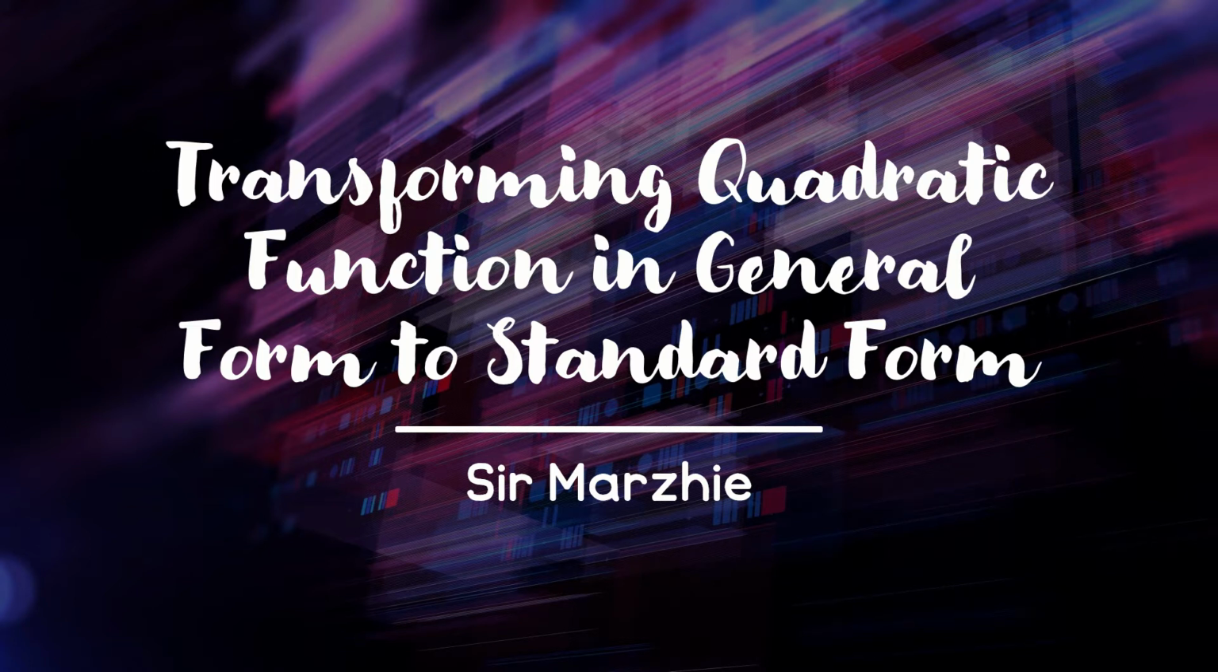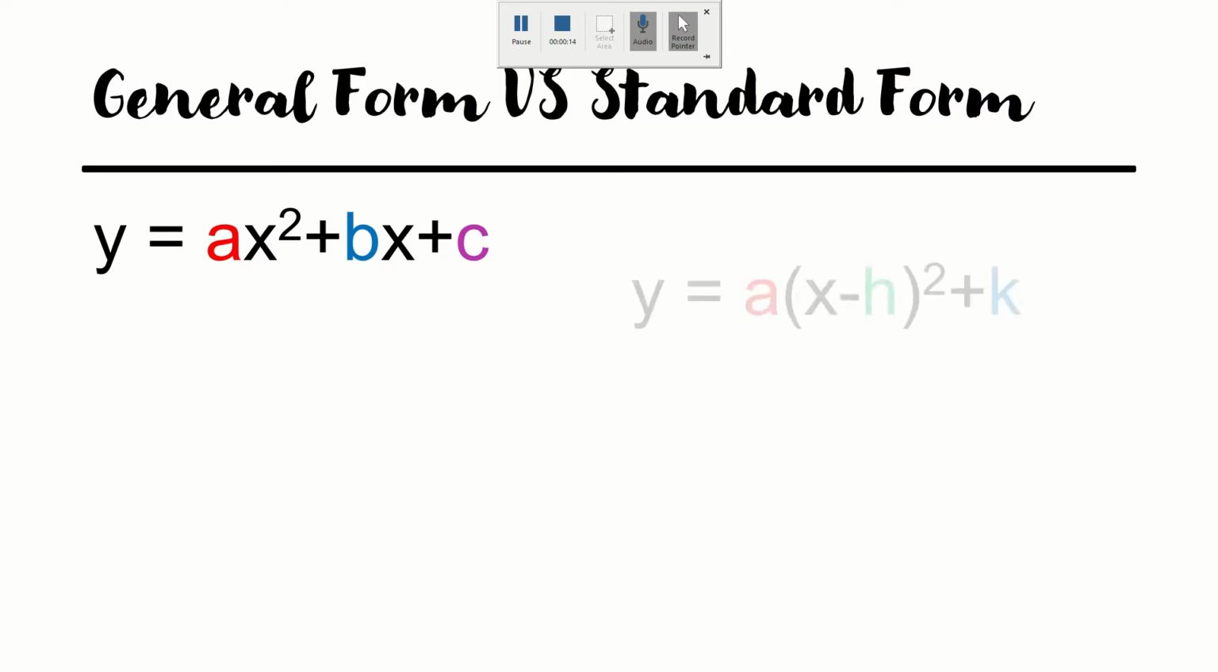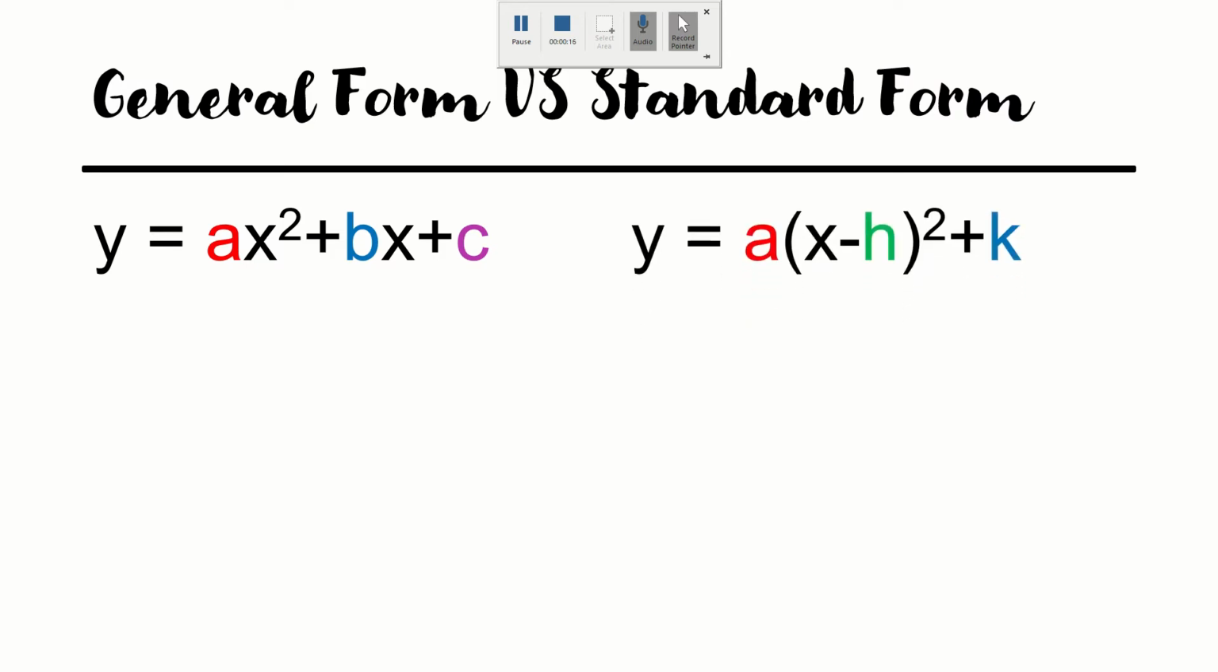Our lesson for today is all about transforming quadratic function in general form to standard form. Okay, let's now differentiate first what is the general form from standard form. The general form of quadratic function is in the form of y is equal to ax squared plus bx plus c, while the standard form is in the form of y is equal to a times the quantity x minus h squared plus k, where the h and k here stand for the vertex, and the vertex is the turning point of the parabola.